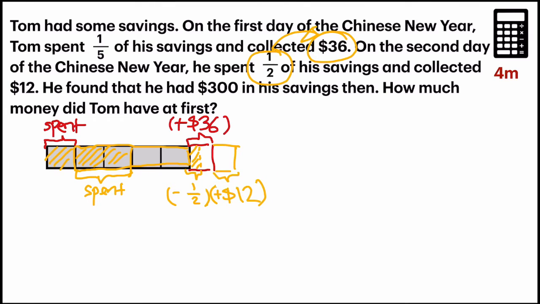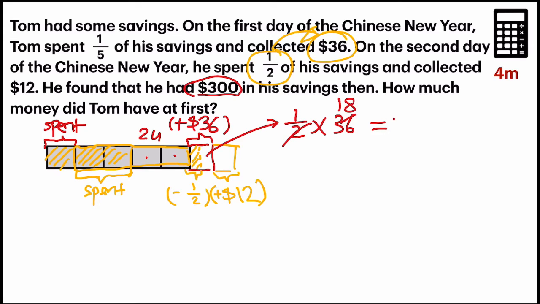He found out that he had $300 in his savings at this point in time. Let's take a look. He has 1 unit and 2 units here. And how much money is there in this portion? It is also inclusive in that $300. So my first step, I need to find out this portion, the half of 36 that's left. So half of 36, half times 36.